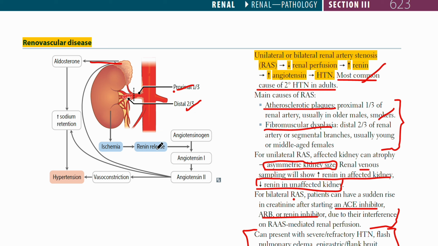So ischemia causes renin release, angiotensinogen is converted to angiotensin 1, and then it is converted to angiotensin 2, which will lead to sodium retention and also directly act on the adrenal gland to release aldosterone, and also cause vasoconstriction and hypertension. The main effect here is hypertension.